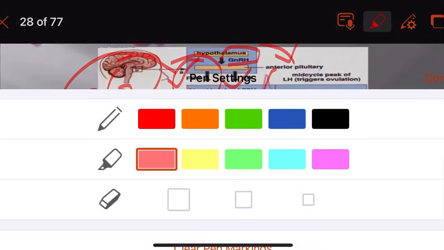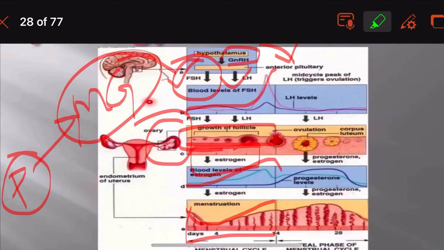On the 14th day, what happens? On the 14th day, there is ovulation. The follicle is going to rupture and release the ovum. What happens once the ovum is released? The residue is the corpus luteum.